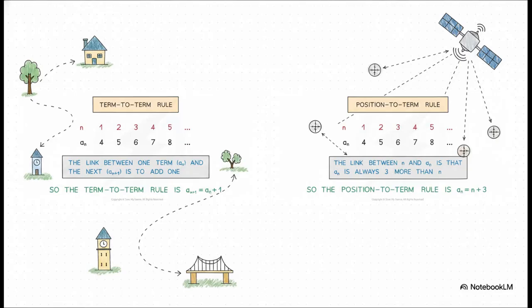And this is a great way to see the 2 main types of rules. On the left, the term-to-term rule is like giving someone directions from one house to the next on a street. Just go to the next house. But the rule on the right, the position-to-term rule, that's like having the GPS coordinate for every single house. It links a number's value directly to its spot, or n, in the sequence. 2 very different ways to get to the same place.